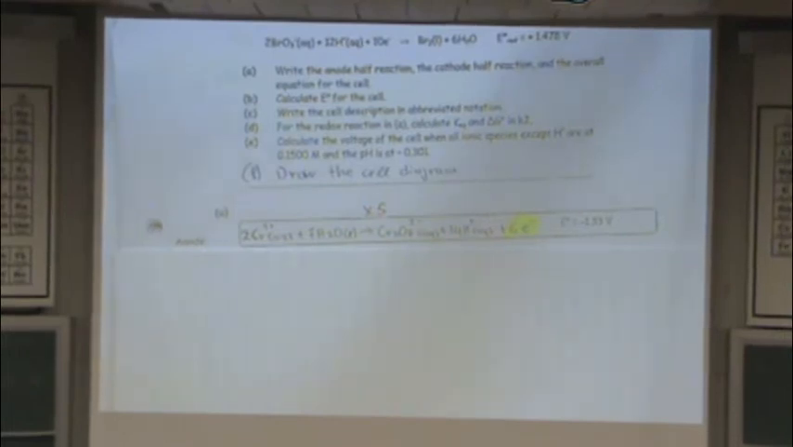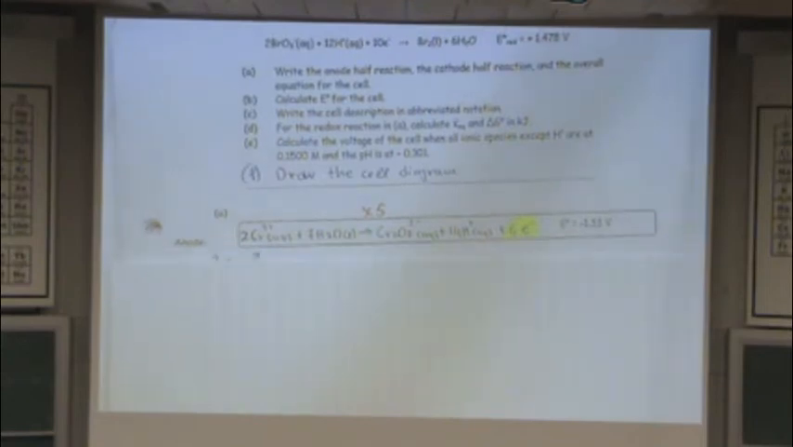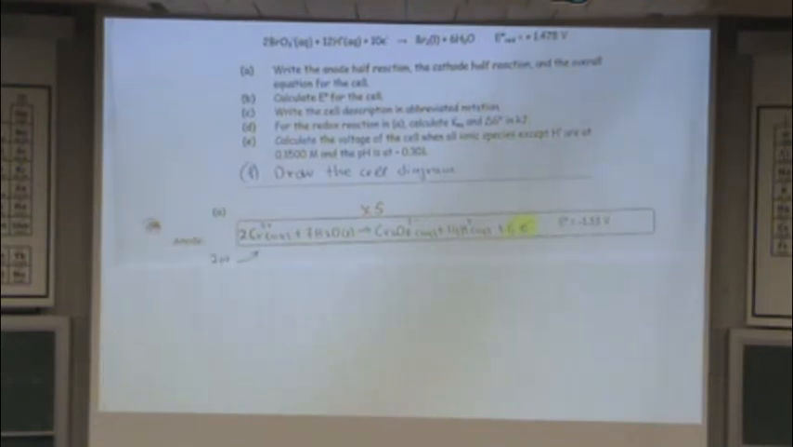Okay, so we know at the anode we're going to have this oxidation half reaction, and therefore we said already the other one will be the reduction.